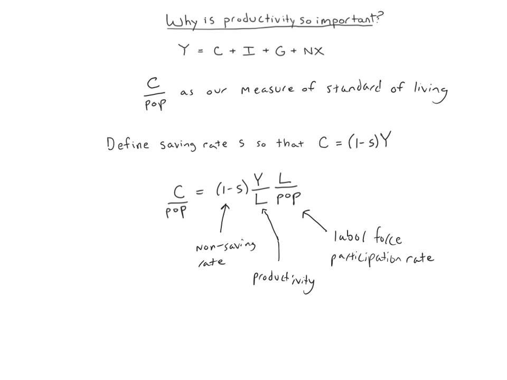So we can see that if non-saving and labor force participation are not going to be the keys to growth in our standard of living, productivity is going to have to be the key. The reason productivity is so important is that if we can cause productivity to grow, we can raise our standard of living. It's really the only way we can raise our standard of living, by raising our productivity. So understanding productivity growth is super important, and that answers our question that we started out with.